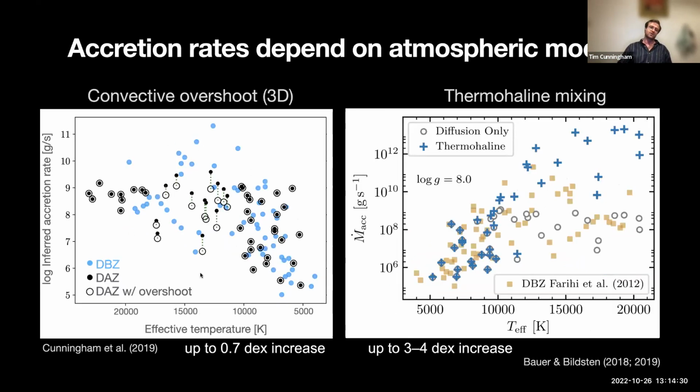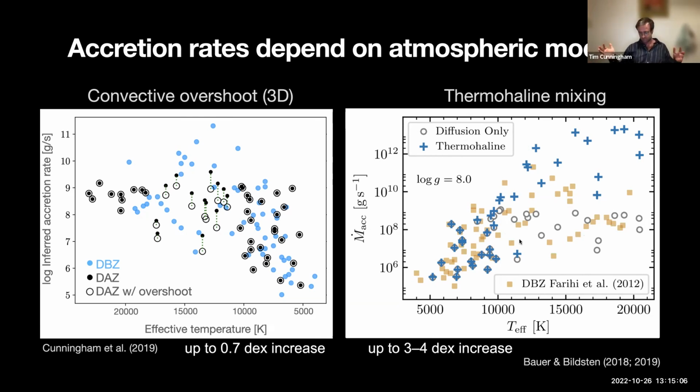And if you combine those two things together, we end up with a prediction that the accretion rate with convective overshoot increases by about a factor of 5. Another piece of work I'd like to highlight from one of your colleagues there at CFA, Evan Bauer, is the inclusion of thermohaline mixing into white dwarf atmospheres. This is predicted to increase, in the warmer white dwarfs, the accretion rate by around 3 orders of magnitude. So you can compare here the white and the blue points.